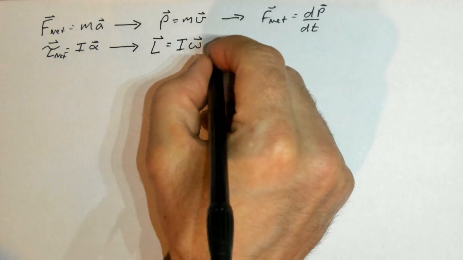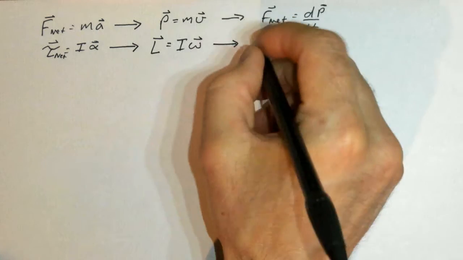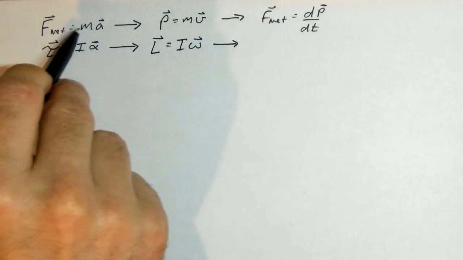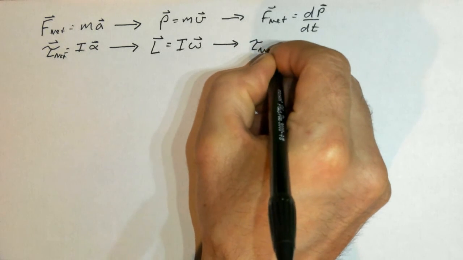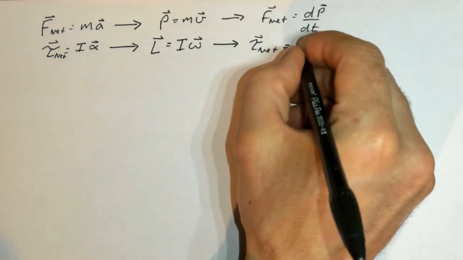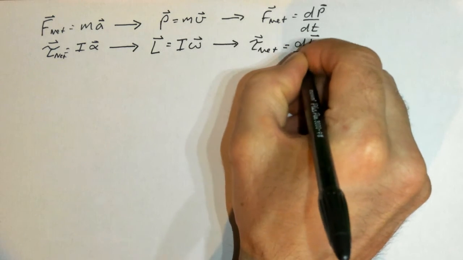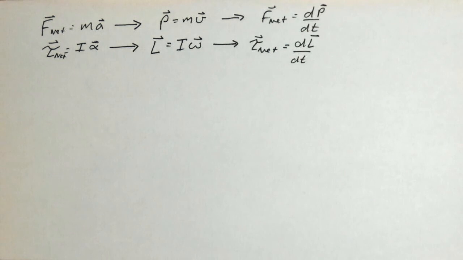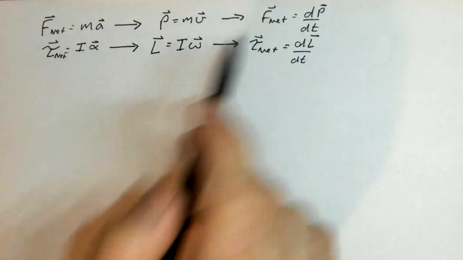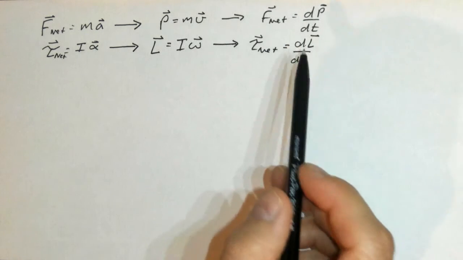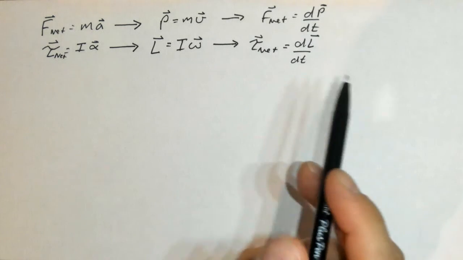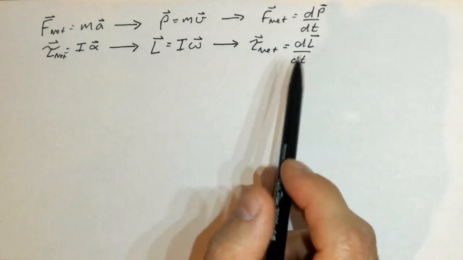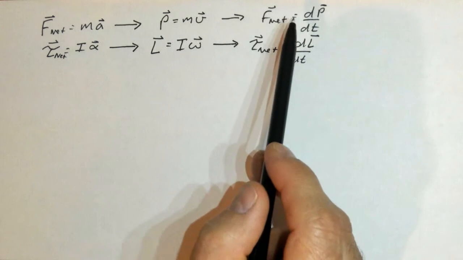And so with that in play, it's not as quick to get this just looking at this one, but I'll show it in a second. We get that tau net is equal to dL/dt. And we have another conservation law called conservation of angular momentum, which is just conservation of momentum, but applied now to objects that have extended mass, where their mass is distributed, a disk, a wheel, a sphere, instead of just point particles, which we applied here.